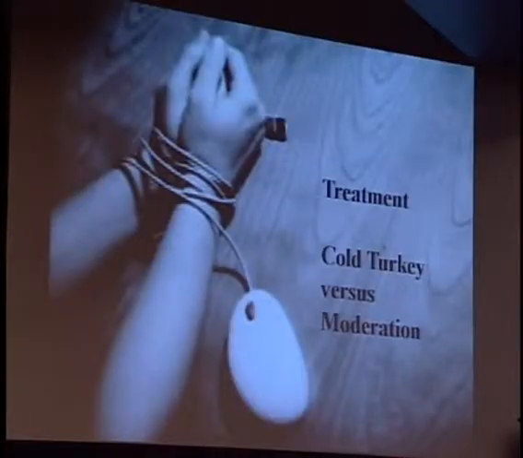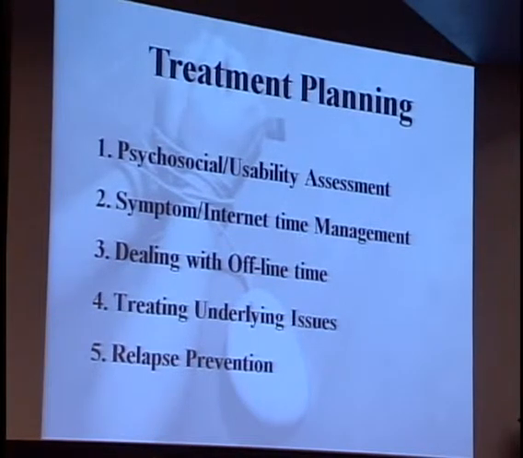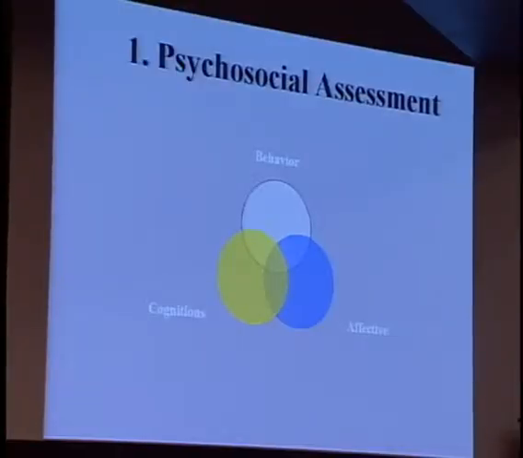Next slide. Treatment planning usually involves a psychosocial and a usability assessment, symptom and internet time management, dealing with offline time, treating underlying issues, and some kind of relapse prevention, which is what I'm going to talk about now. Next slide. The psychosocial assessment is really evaluating the person: their behavior towards the computer, when they use it, how they're accessing the internet; affective, their emotions. Are they excited to go online? Are they trying to escape from some other problem they're having? What is their real motive? Basically, their emotional motive. And then the cognitions.